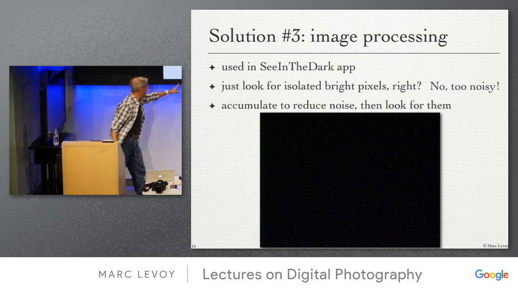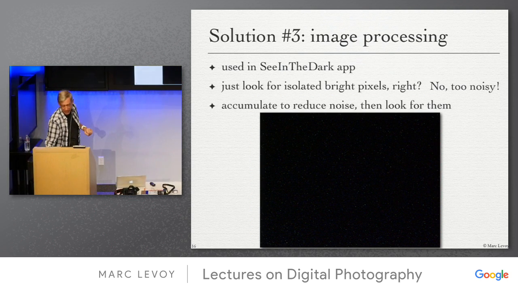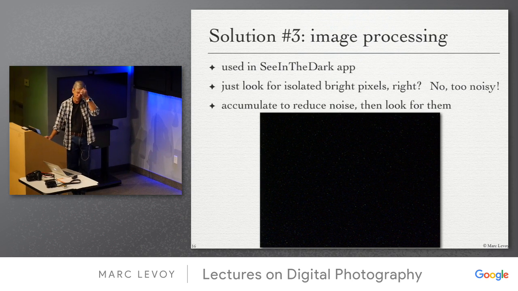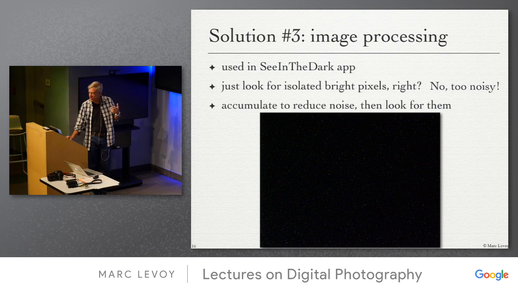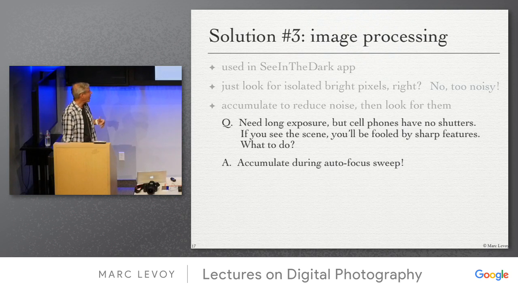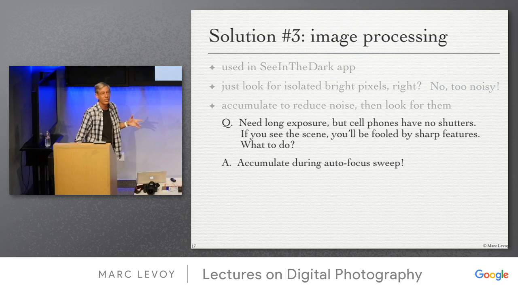I don't know if you can quite see the dots there, but that's what it looks like after you've accumulated for a while. It's a little tricky to do that on a cell phone because there's no shutter. You can't close the shutter and then accumulate for a while. So I came up with this hack of accumulating during the autofocus.